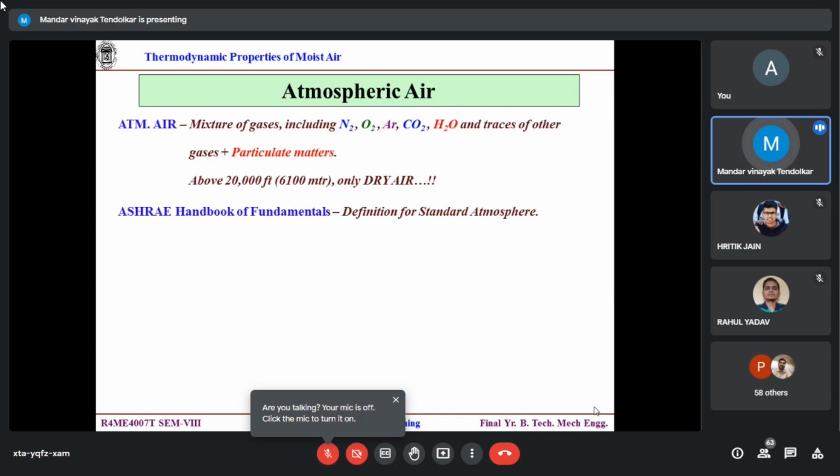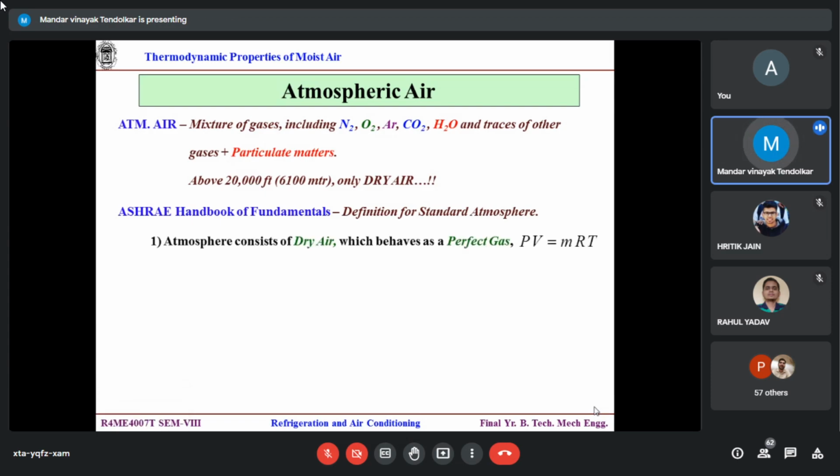Okay. Then the ASHRAE Handbook of Fundamentals, whichever edition you may refer. There is a definition for the standard atmosphere which you should remember from the molecular weight point of view. The atmosphere consists of dry air, one component, which is allowed to be treated as a perfect gas, so PV = mRT holds good. Gravitational constant 9.80665, which we generally approximate as 9.81 meter per second square.